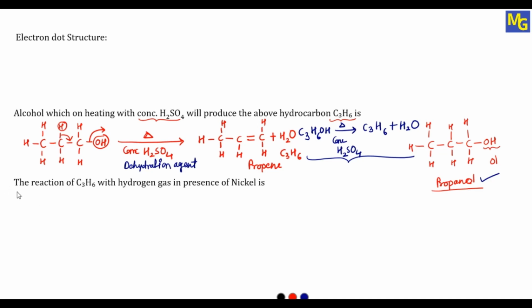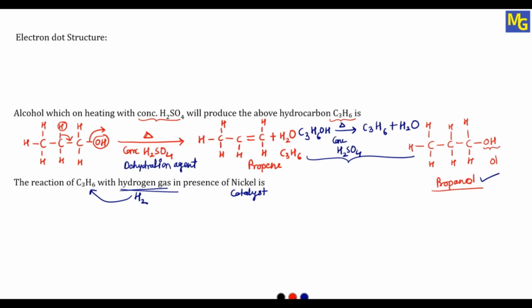Now the next question is the reaction of C3H6 with the hydrogen gas in presence of nickel. So in this reaction, nickel is acting as a catalyst. So here this is our catalyst which is going to help to increase the rate of the reaction without taking part in the reaction. So nickel will not take part in the reaction. We are going to add this hydrogen gas. So this hydrogen gas, H2 gas, will be added to our propene.